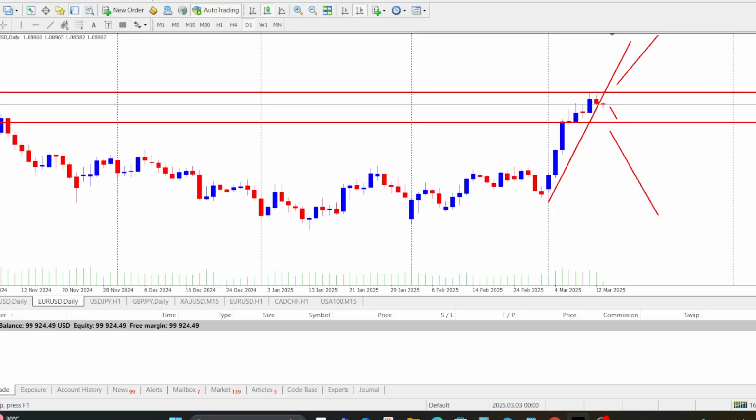So there you have it, trading order types explained. Now you know exactly when to use a market order, buy limit, sell limit, buy stop, and sell stop to enter trades more efficiently.